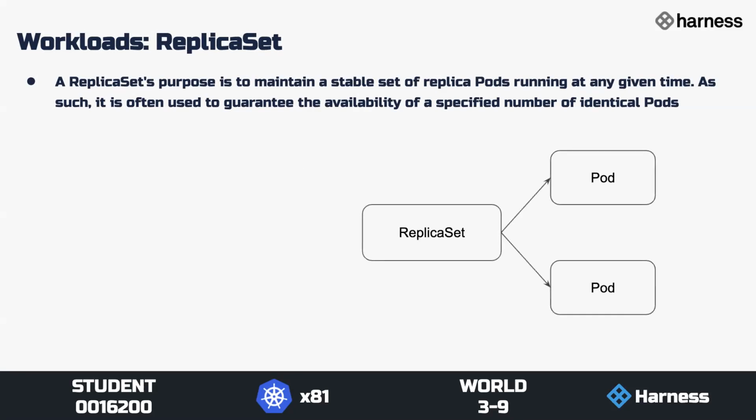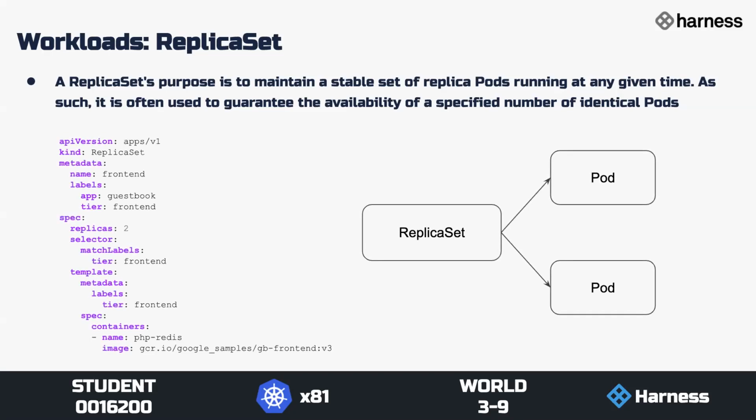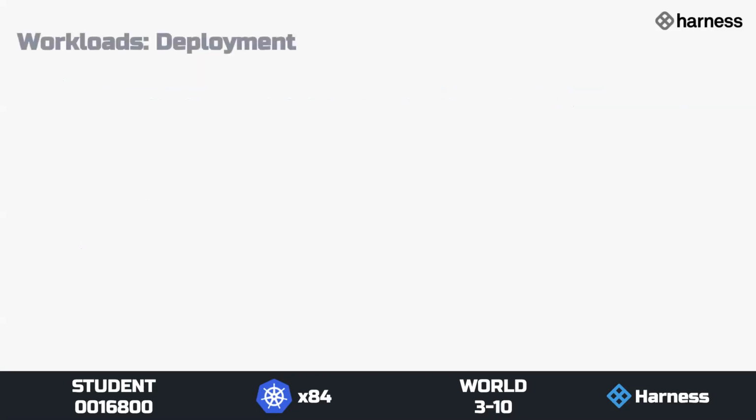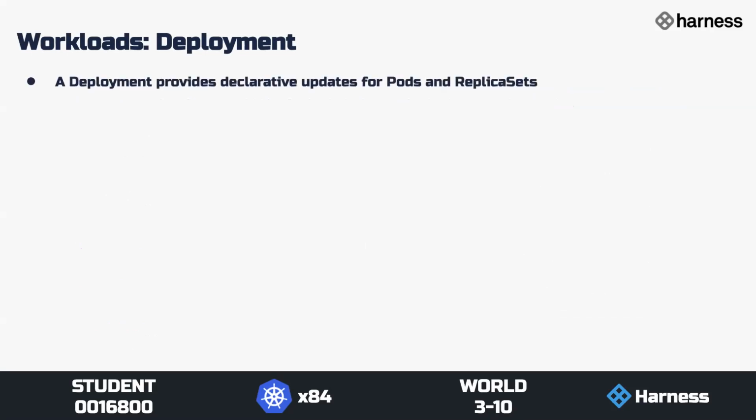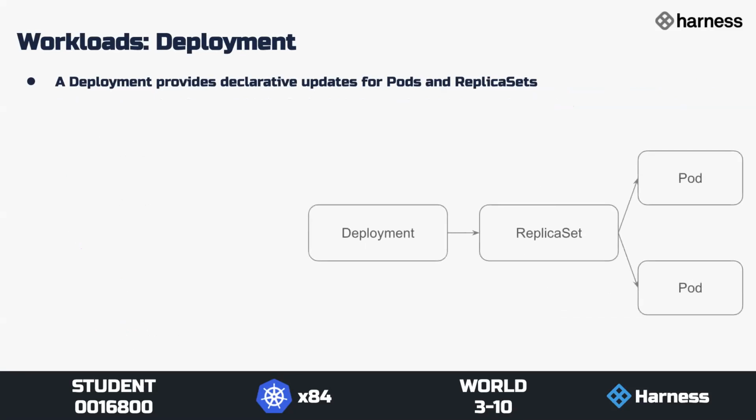So this is what a replica set looks like, and this is what the YAML looks like. Now, this is an interesting one because you typically won't be spinning up replica sets. Instead, you'll be spinning up what are called deployments. It wouldn't surprise me if deployments just completely get rid of replica sets at some point, but you'll mainly be interacting with deployments. It provides declarative updates for your pods and your replica sets. So this is what it looks like. You've got a deployment that spins up a replica set. You have a replica set that spins up multiple pods.